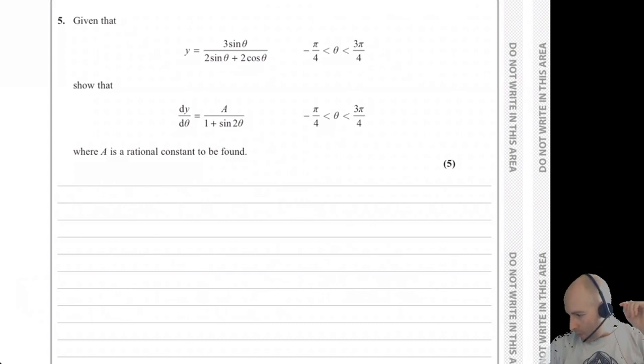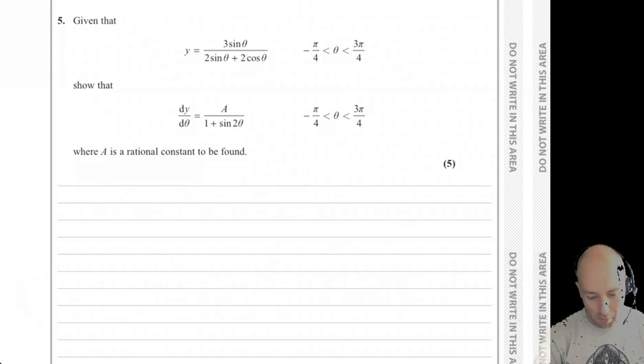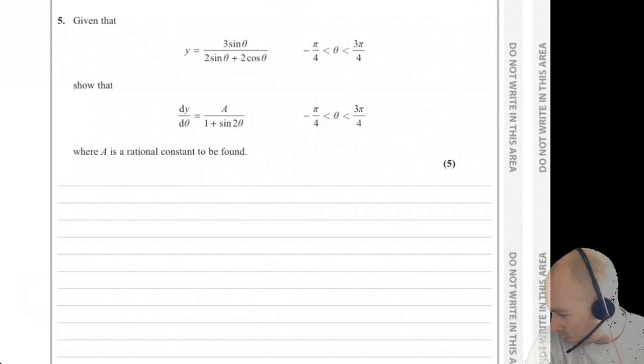Cool. Rob's got 3/2. 3/2 rings a bell, but I can't remember. Yeah, no, I think you're right. I think it's 3/2. Well done, Emerald.